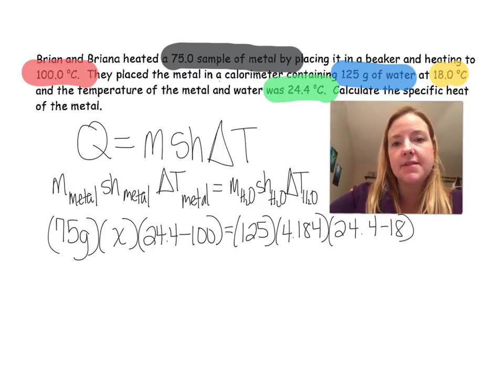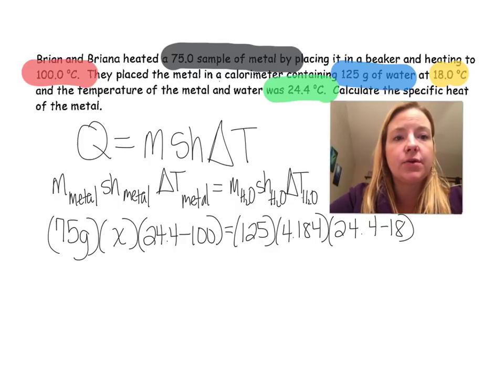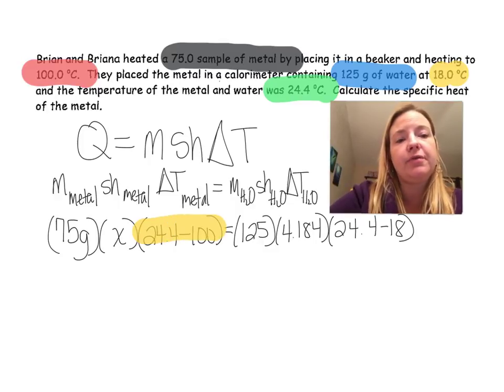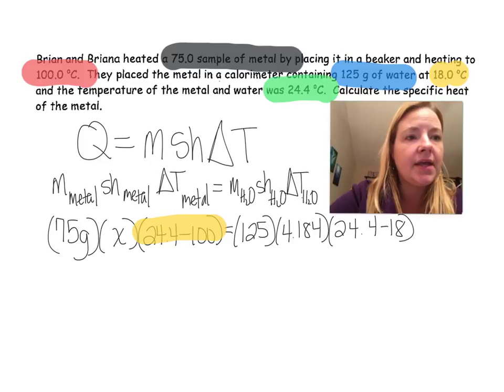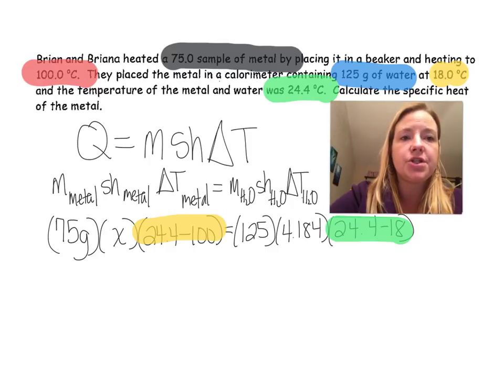So this is what my setup is going to look like. The first thing I want to point out is the change in temperature of my metal. The change in temperature of my metal is going to end at 24.4 degrees. It began at 100 degrees Celsius. And I'd like to point out the change in temperature of my water. It ended at 24.4 degrees and it began at 18 degrees Celsius. So make sure that you are calculating your change in temperature correctly.